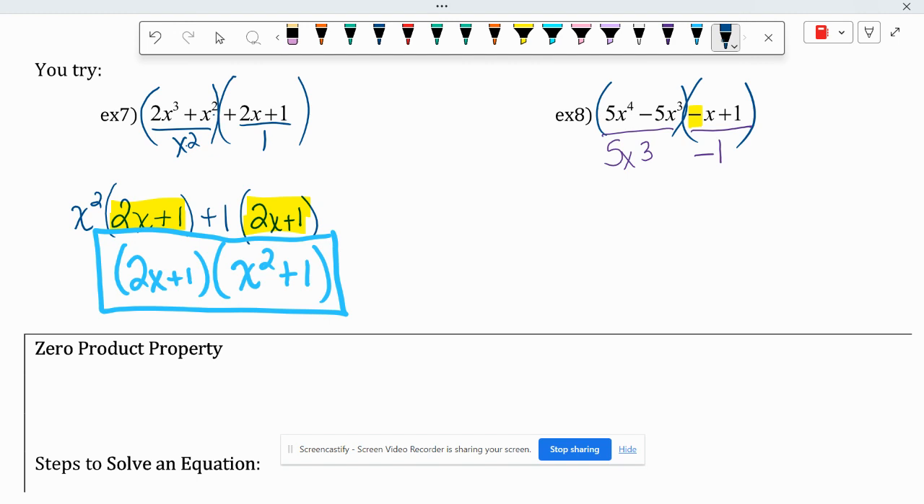So let's see. 5x to the fourth divided by 5x cubed is x. 5x cubed divided by 5x cubed, that's minus 1.